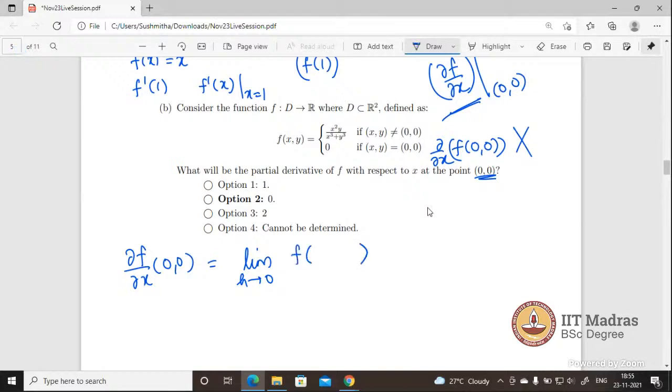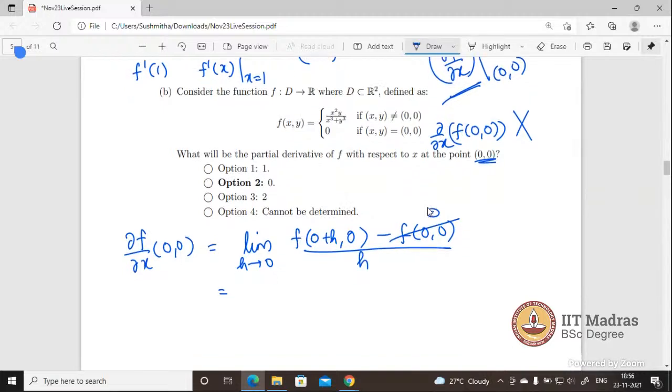What should I write here? x plus h whole square into y. No, not x. It's 0, no. Zero plus h, comma y, because I'm differentiating with respect to x. Right, y is 0. Yes, ma'am. Minus f of 0, 0 by h. What is f of 0, 0? 0. It's given. And this is f of h comma 0.